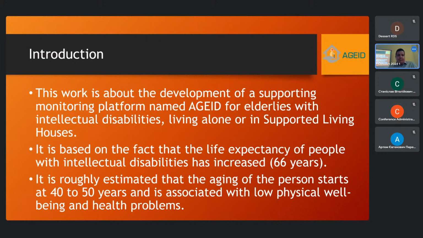The life expectancy today is 66 years for these people, and this is because they have different accompanying problems to their situation. And it's estimated by the people working in this field that they enter the senior age at about 40 to 50 years, because of the physical problems and the health problems that they face.